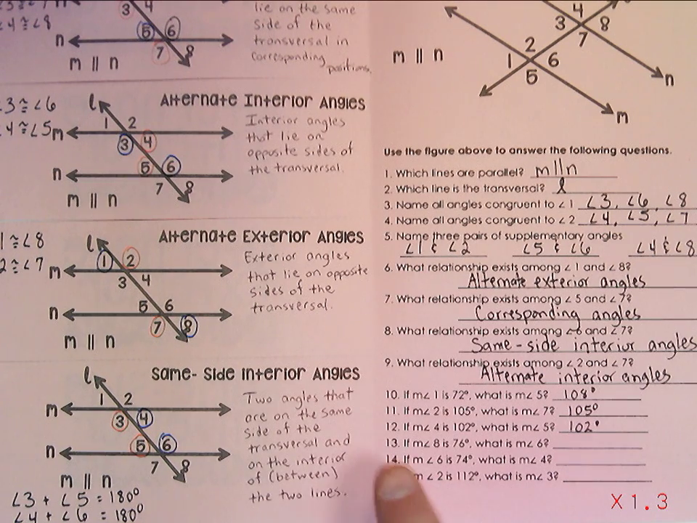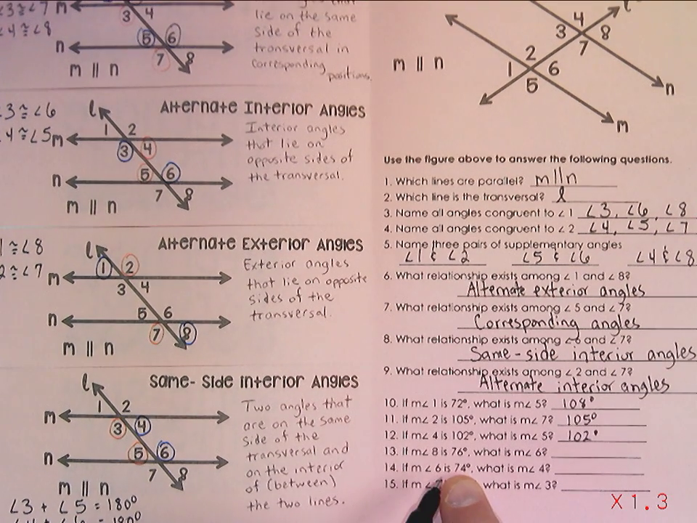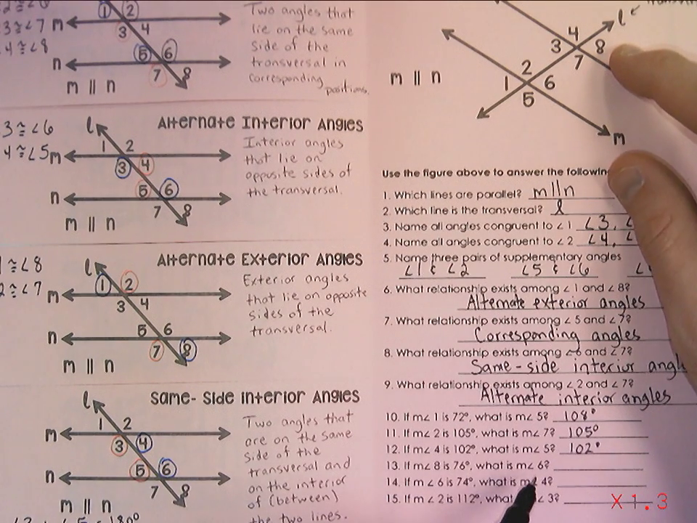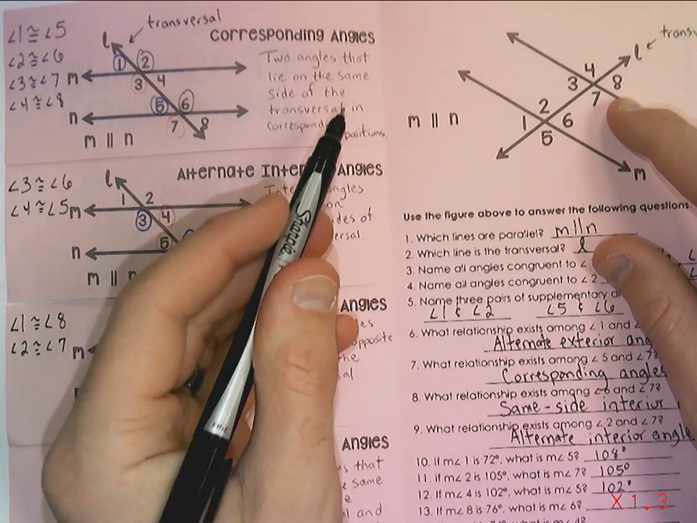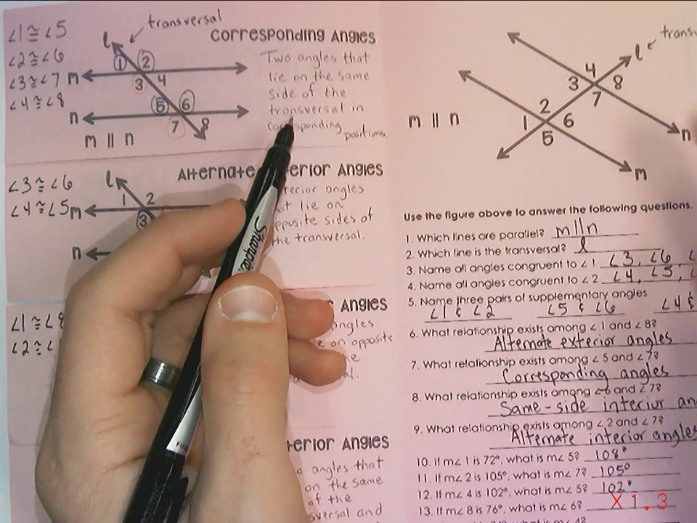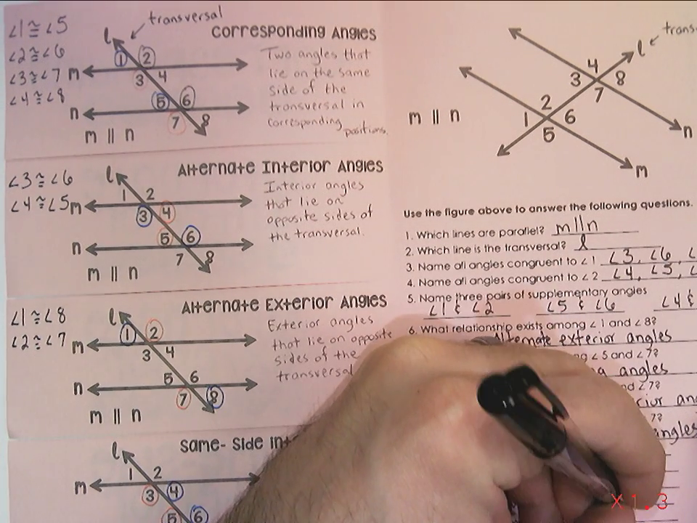Alright, welcome back. 13 says if measure of angle 8 is 76 degrees, what's the measure of angle 6? Well, that looks like corresponding angles to me. So they have the same measurement, they're in the same spot, same side of the transversal. It must mean it is 76 degrees.